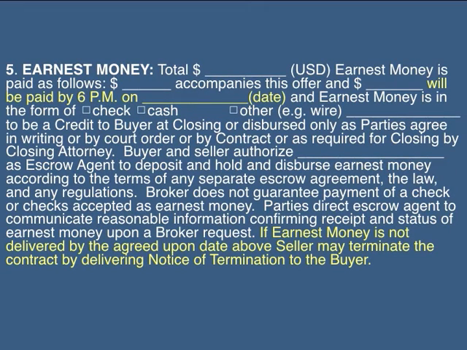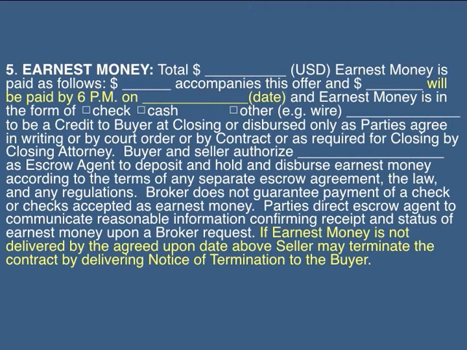Earnest money. For some reason, the top of this is confusing to people. I don't really understand it, but it is. So we're going to talk about that. It says the total, which has a blank, total dollar amount, earnest money, is paid as follows. Blank accompanies this offer, and blank will be paid by 6 p.m. on a certain date. And then the earnest money is in the form of a check, cash, or other. Check, a box. It's one of those.